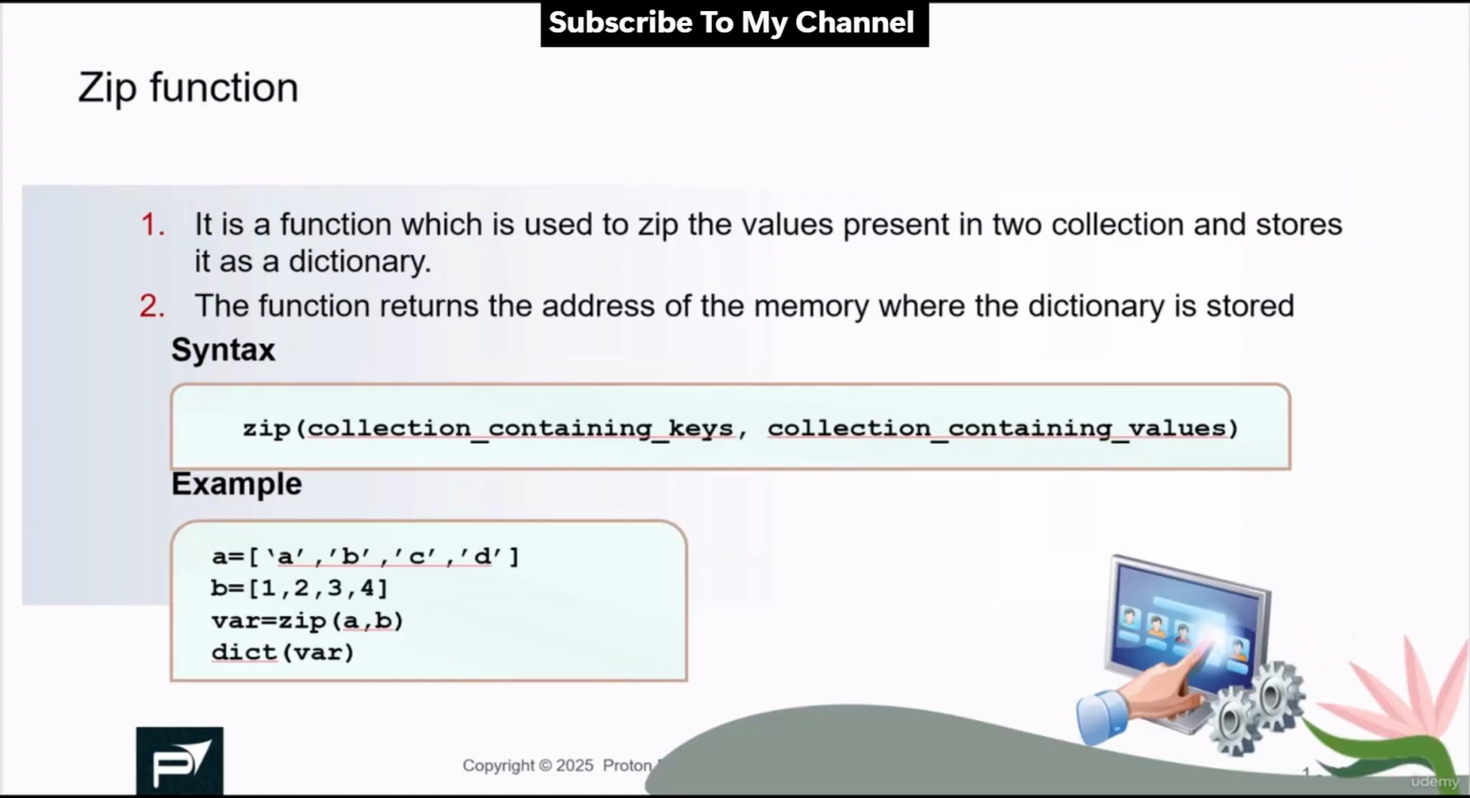What is zip function? It is a function which is used to zip the values present in two collections and stores it as a dictionary. The function returns the address of the memory where the dictionary is stored. The syntax for zip function is zip with collection containing keys and collection containing values.